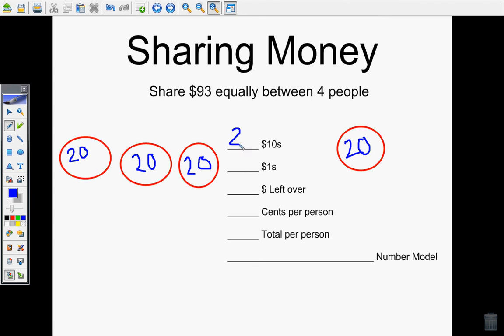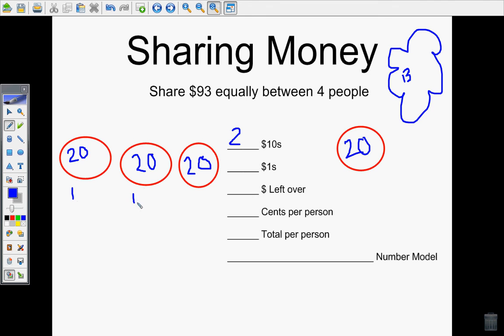Do you think we can give each person another $20 or another $10 bill? Well, we used up 20, 40, 60, 80. If each person got another $10 bill, there'd be 90, 100, 110, 120. That didn't work. We only have $93. So in my thinking bubble, I know that I've used up $80 out of my 93. So I have $13 left over that I'm playing around with. Let's start with ones and try to get as close to 13 as we can get.